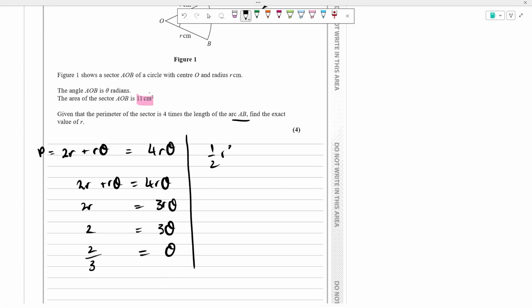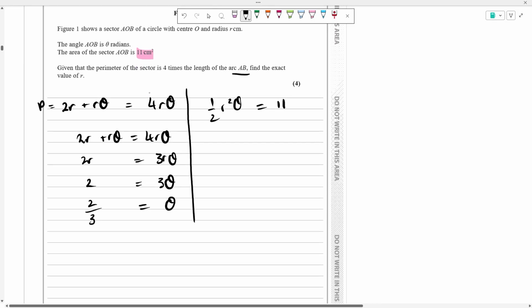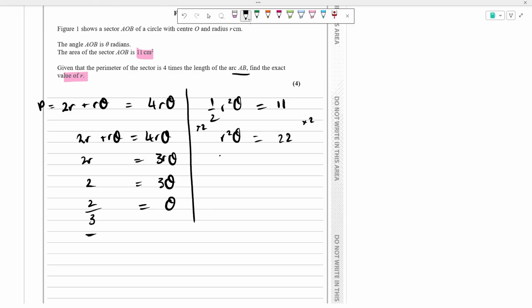We also have our formula for our area that we put down before. 1/2 r squared theta is equal to 11. But we're trying to work out the exact value of r. So that means that r squared theta is equal to 22, as I've just multiplied both sides by 2. Now I'm going to substitute theta in, so I end up with 2/3 r squared is equal to 22.